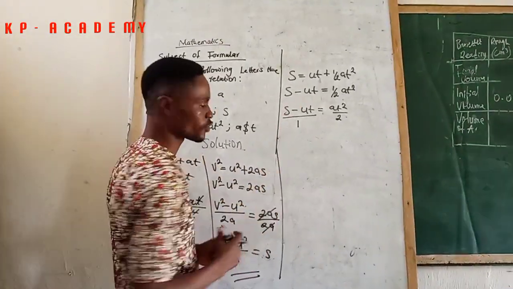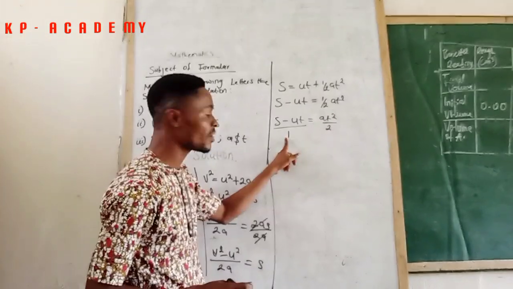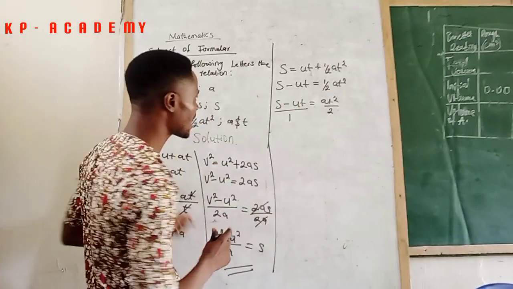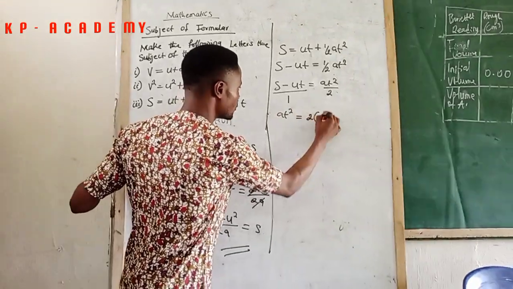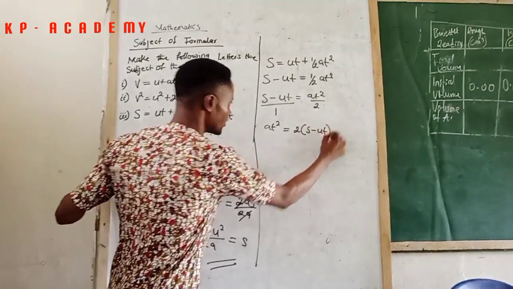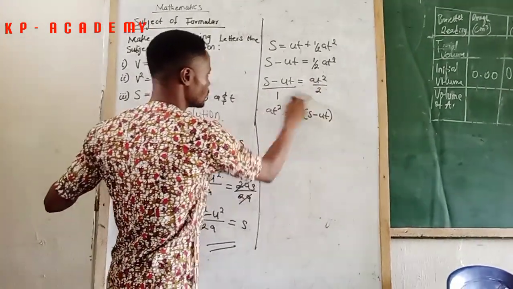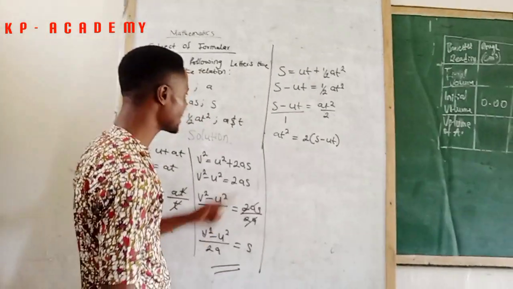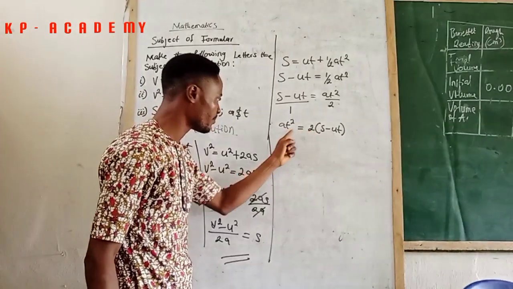So now I can cross multiply. Cross multiplying simply means that this at squared will multiply 1 and this 2 we have to multiply s minus ut. When that happens, I will have at squared is equal to 2 into s minus ut. That is at squared times 1, I have this. Then 2 times this, I have this. Alright, now how do I finally make a the subject of the formula? By simply dividing both sides of this equation by t squared.